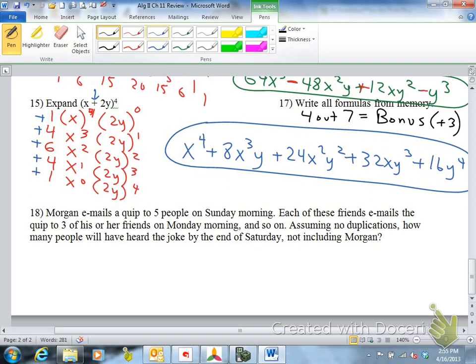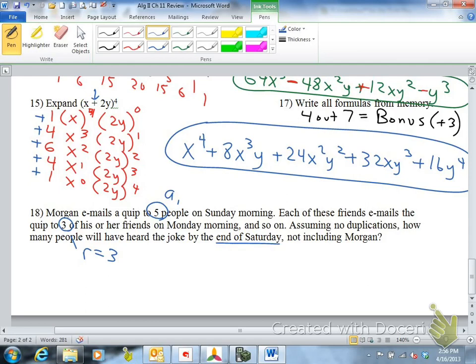The last question is a word problem. Morgan emails a quip. A quip is like a joke. A quip to 5 people on Sunday morning. So 5 people is going to be our a sub 1. Each of these friends emails the quip to 3 of his or her friends. So it's going to be 5, and then after that there are going to be 15 people in addition to the original 5. So this is your r equals 3. It's multiplying by 3.